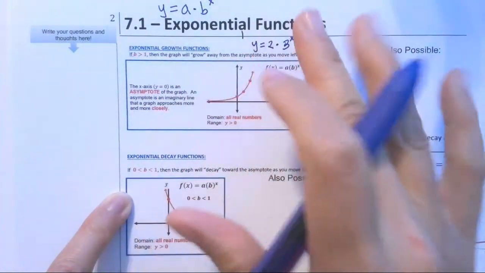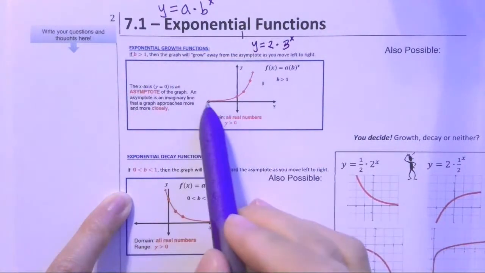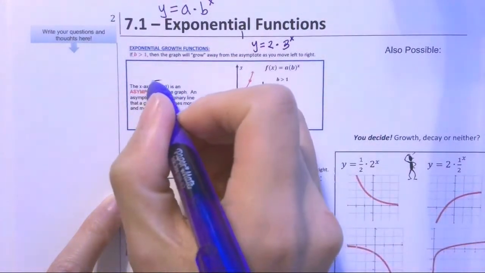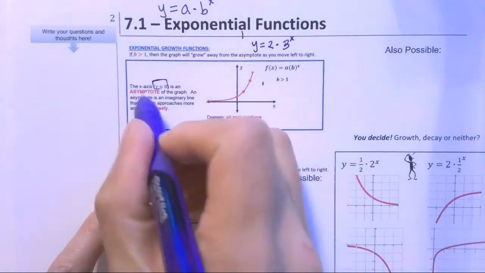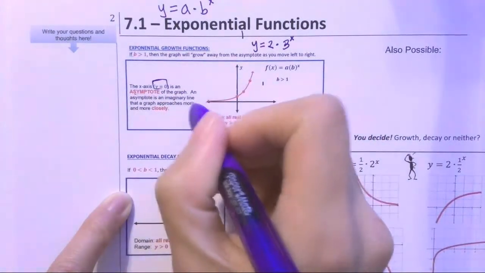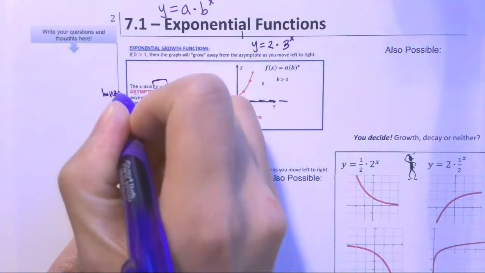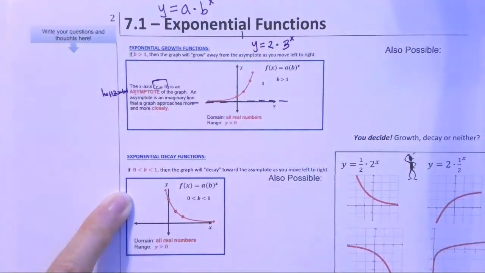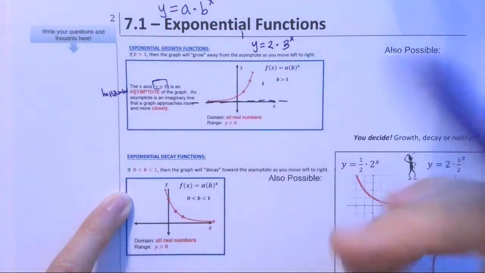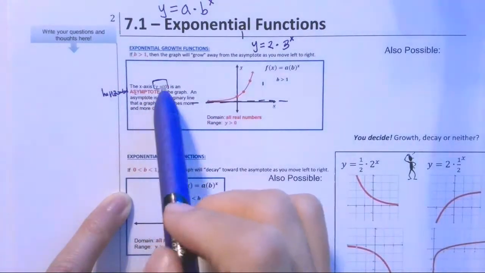So when there's no shifting whatsoever, the x-axis, y is equal to 0, is an asymptote of the graph. Particularly, it's going to be the horizontal asymptote. So the exponential function has a horizontal asymptote. An asymptote is an imaginary line that the graph gets closer to, but never touches. Got it? So a regular exponential function has a horizontal asymptote at y is equal to 0.